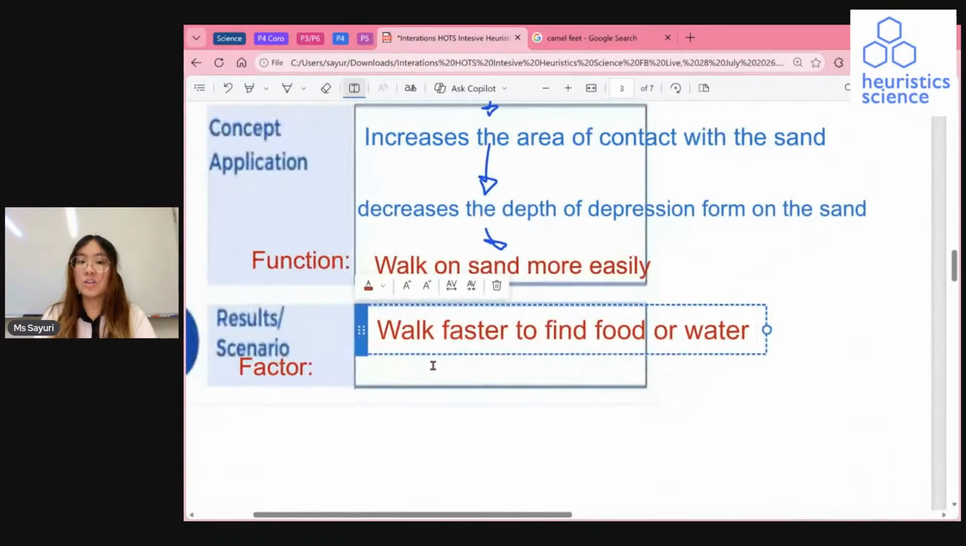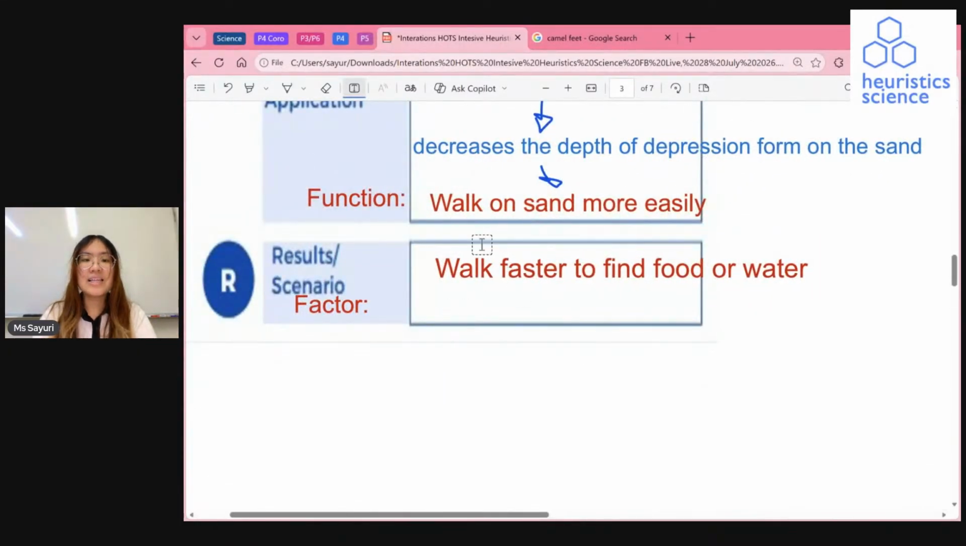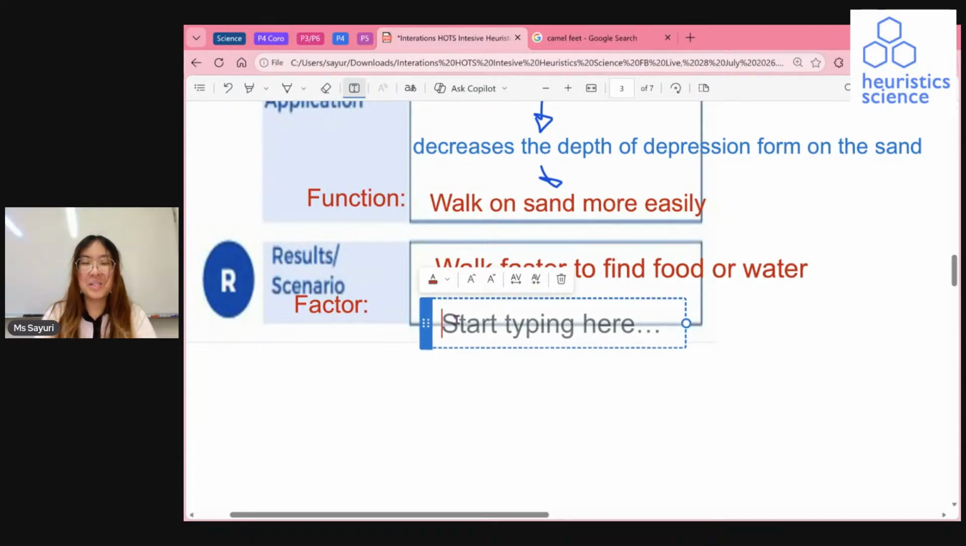Okay, why not? So in this case here, if you can walk faster to find food and water, you're not dragging your feet through the sand and tiring yourself out, then in the end, it's all about survival. Increases the chance of survival. Can you see that?